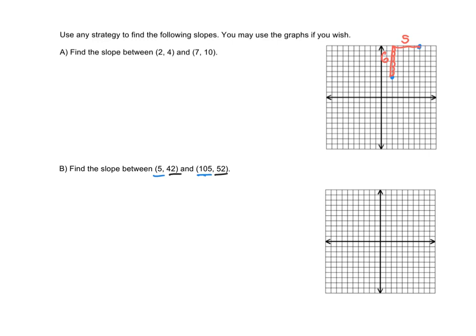You might already be thinking, oh, well, I know that the distance between 105 and 5 is 100, and the distance between 42 and 52 is 10. So we'd have 10 over 100, or 1/10. That's a great start, and we still would need to do some extra thinking to figure out if it's a positive slope or a negative slope. So we're going to learn a formula that will help you find the slope between 2 points without a graph every time.